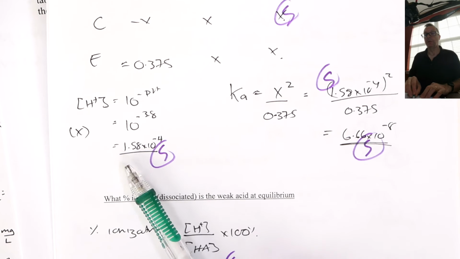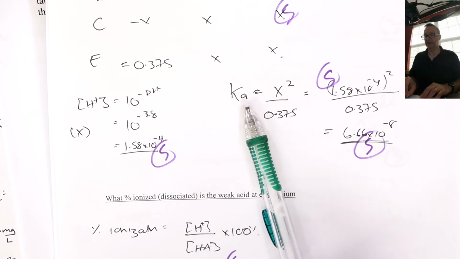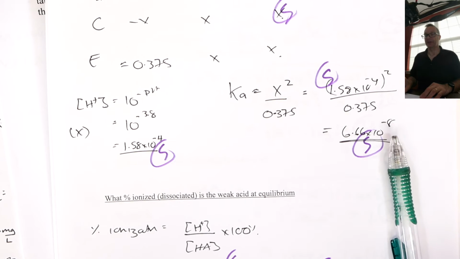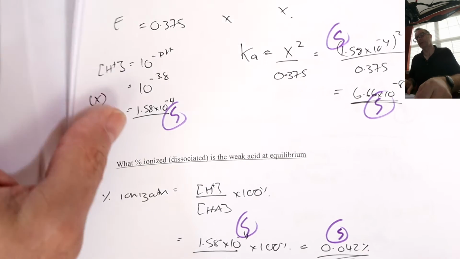Same procedure. So 1.58 times 10 to the minus 4 was the concentration. 6.66 times 10 to the minus 8 was Ka. And then 0.042%.